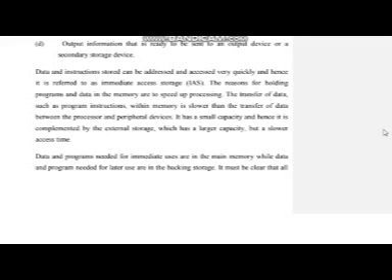Data and instructions stored can be accessed very quickly, and hence it is referred to as immediate access storage, IAS, immediate access storage.